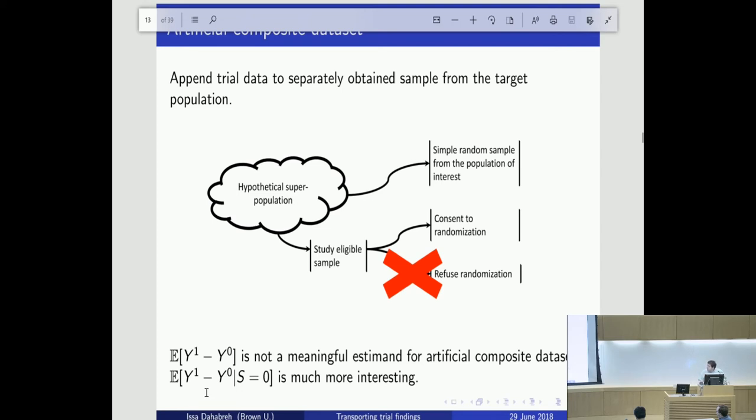Okay? So when you have artificial composite data sets, it's much more interesting to think about this causal contrast, which is what would be the treatment effect had I applied the treatments that were used in the trial in my target population, the target population I formed from my practice or from routinely collected data. Okay. Because of this asymmetry, artificial composite data sets are really useful only for one causal contrast. I'll be focusing on that causal contrast.